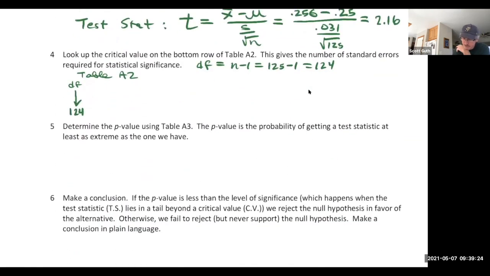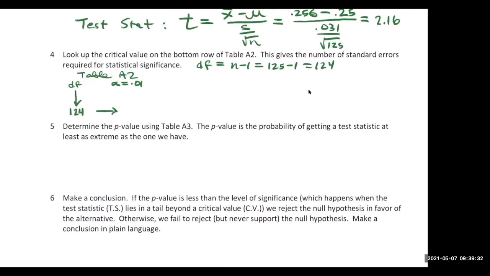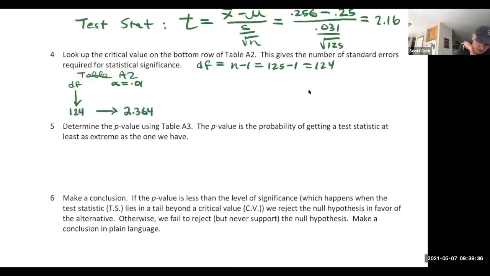I forgot what it was. Does anybody remember what it was? Was it 2.3? 2.364. Yeah. Thank you so much. So it's 0.01, one tail. Okay, 2.364. You can draw that if you like. But the point is, we didn't get 2.364 standard errors.